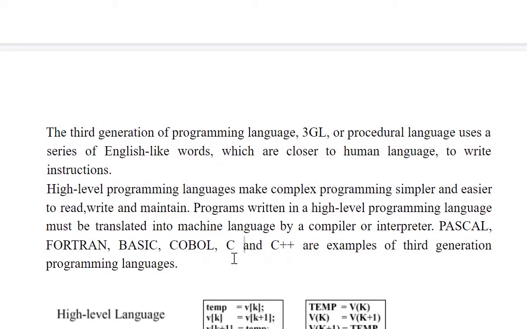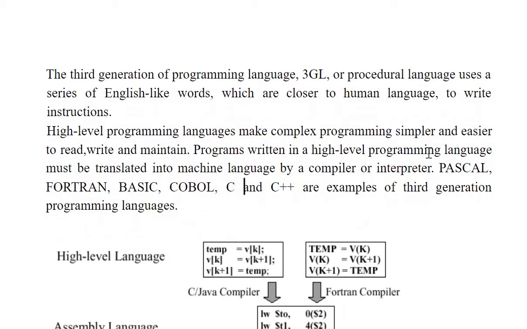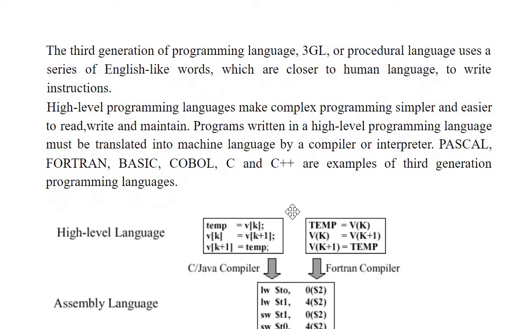Any software that is used to convert high level language into machine level language is called a compiler or interpreter. In the next video tutorial, I'll be explaining the difference between compiler and interpreter. Till then, just understand that it is software used to convert high level language into low level language. Various examples of third generation language are Pascal, Fortran, Basic, COBOL, C, C++. We are studying C language, and we'll also be making videos on Fortran and C++.